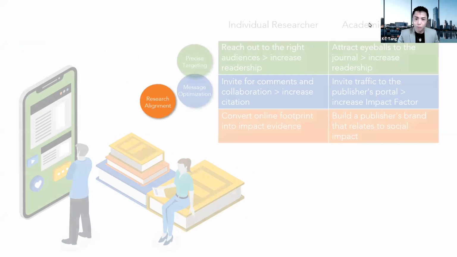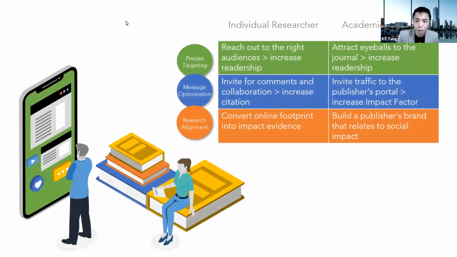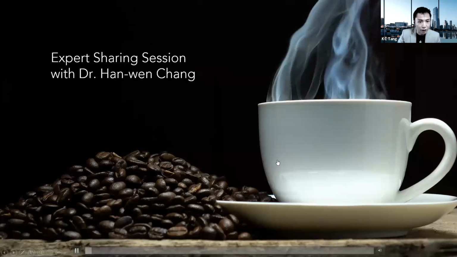So that's the summary of my sharing today. To run through it again, we do a lot of outreaching to build eyeballs, to drive traffic, and lastly, to aggregate all this footprint to gather impact evidence. From a publisher perspective, this would certainly build up your brand as well, which relates to social impact. A lot of publishers today are also trying to make alignments with the SDGs because they are becoming the gold standard of impact today. So, that would be my sharing.